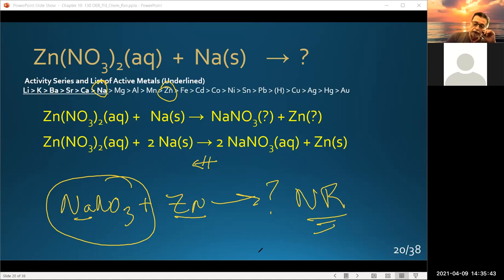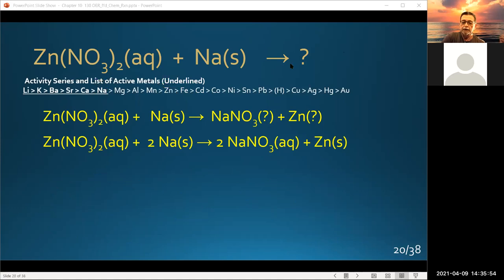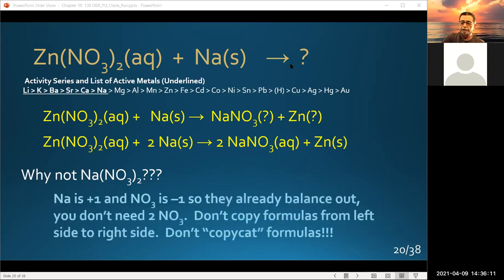So being written in one direction with no reaction means that writing it the other way, you will get a reaction. Hopefully you can see that. Of course, it's not going to be 2 nitrates there, because that implies sodium is a +2, and sodium is not a +2, it's a +1. It's a group 1 element and only has 1 valence electron.